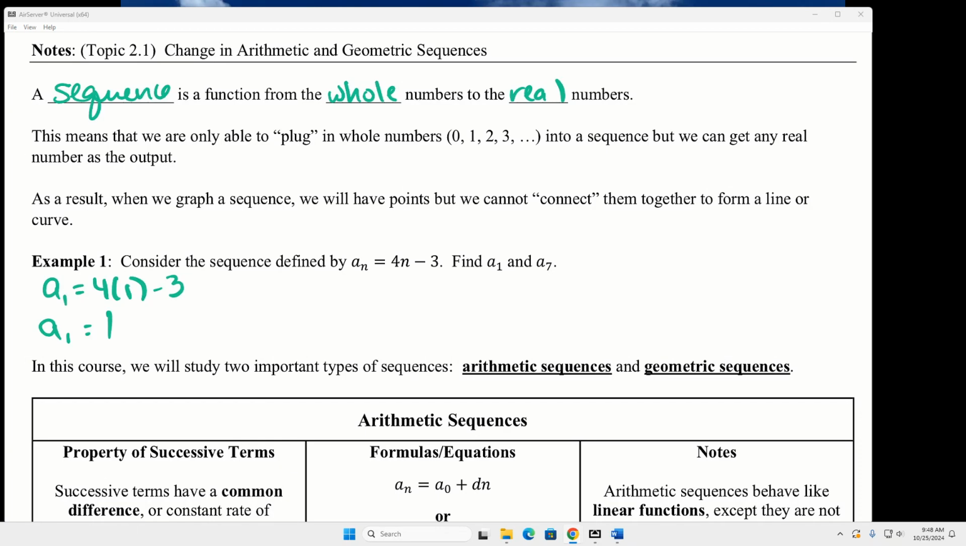All right, we're also going to find A sub 7. A sub 7 is the 7th term in the sequence. So we're going to plug 7 in for n. And 28 minus 3 is 25. That's the 7th term.